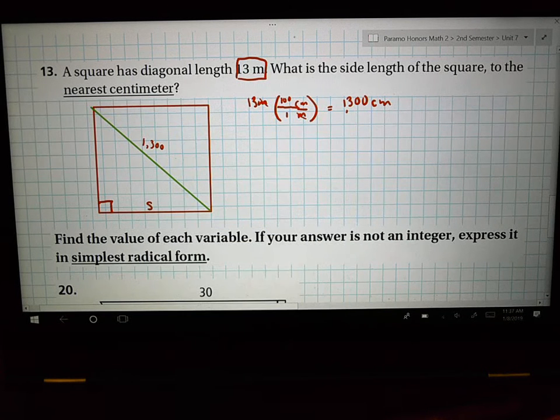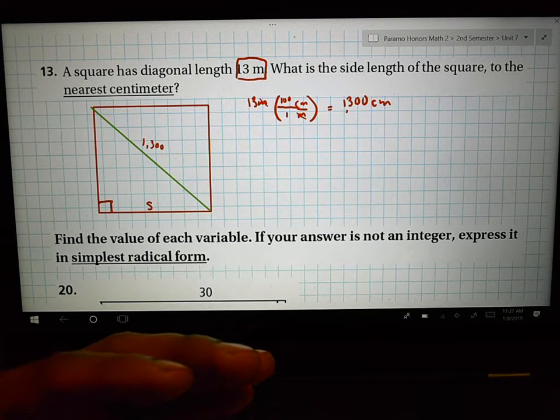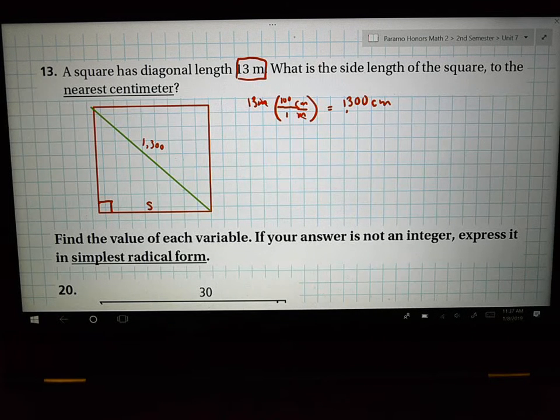Right? What's the side length of the square? It tells you a square. And it doesn't tell you this is a 45, 45, 90-degree triangle, but it is. Every square's diagonal is a 45, 45, 90-degree triangle. It really helps when you're laying a tile floor if you have square tiles.